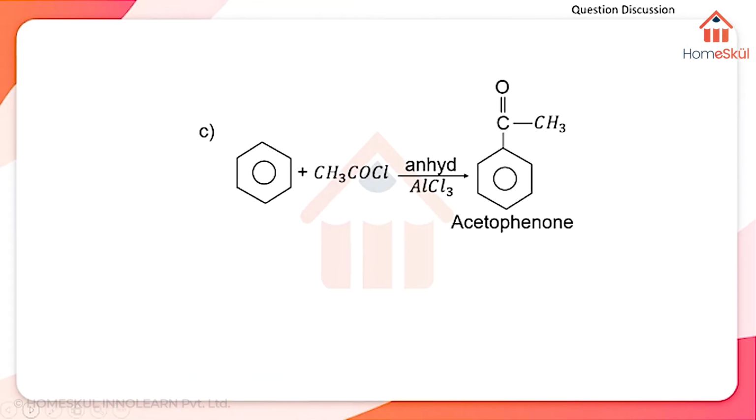Now we have another question. Benzene reacts with acetyl chloride, CH3COCl, in the presence of anhydrous aluminum chloride. What will be the product? This is acetophenone, that is C6H5COCH3. That's also a very important reaction. You have to remember that.